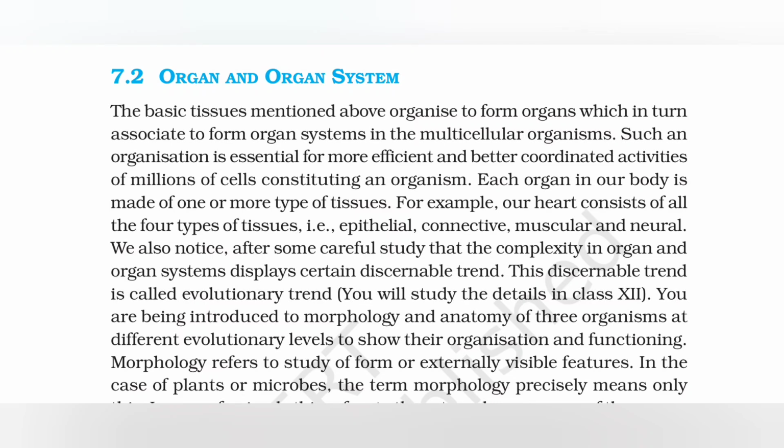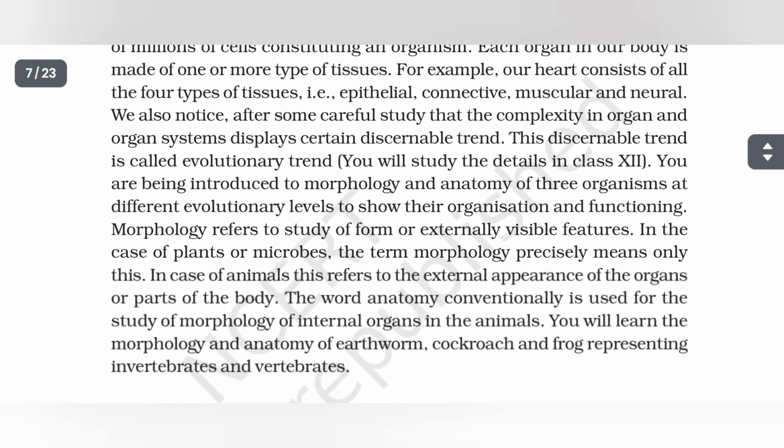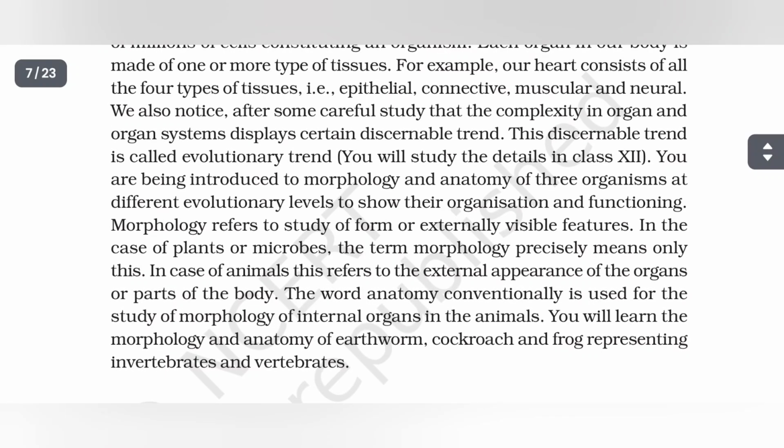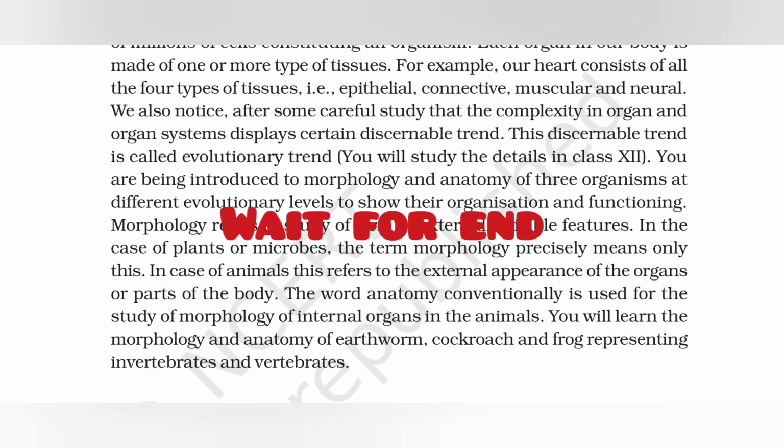You are being introduced to the morphology and anatomy of three organisms at different evolutionary levels to show their organization and functioning. Morphology refers to the study of form or externally visible features. In the case of plants or microbes, the term morphology precisely means only this. In case of animals, this refers to the external appearance of the organs or parts of the body. The word anatomy conventionally is used for the study of morphology of internal organs in animals. You will learn the morphology and anatomy of only cockroach and frog, representing invertebrates and vertebrates.